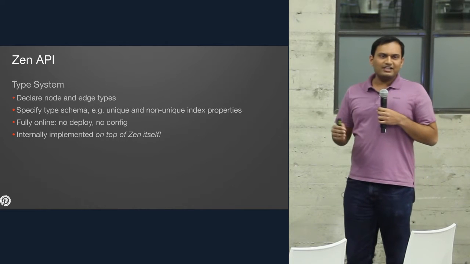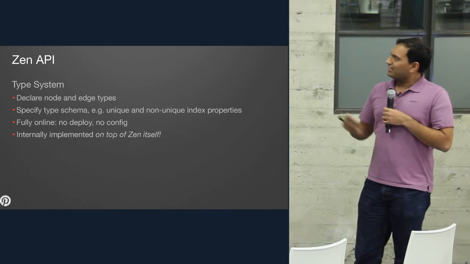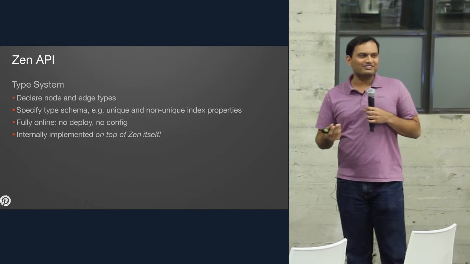The type schema is fully online. There's no deploy or config. There's an API for it. You can add types. And actually we implemented that on top of Zen itself, so it's kind of interesting.